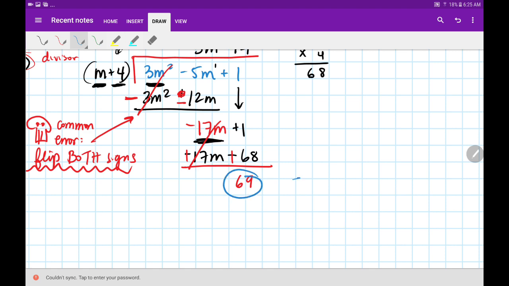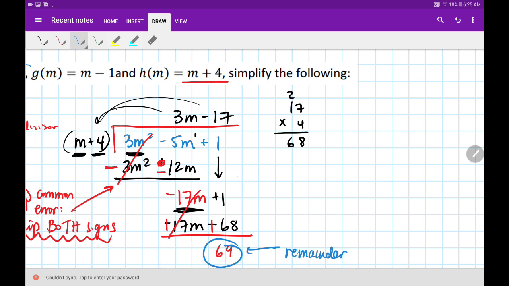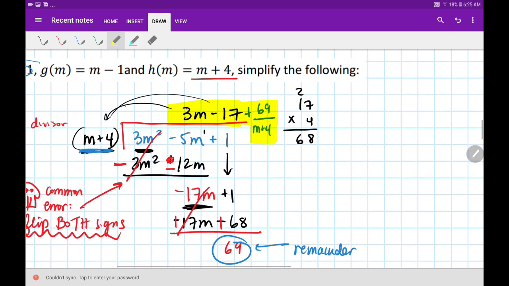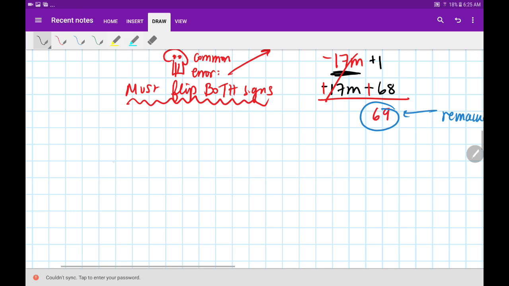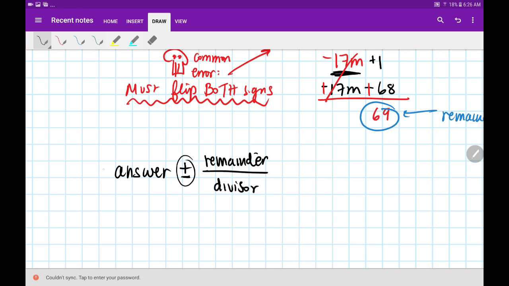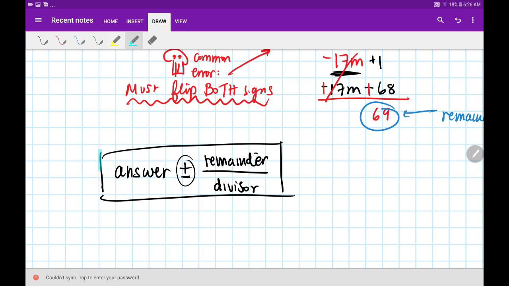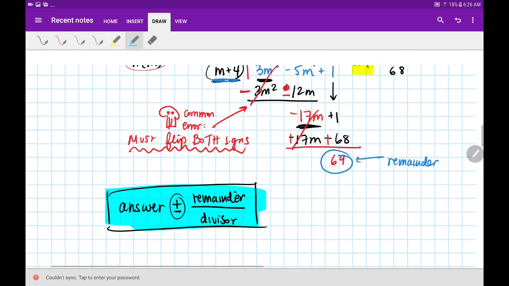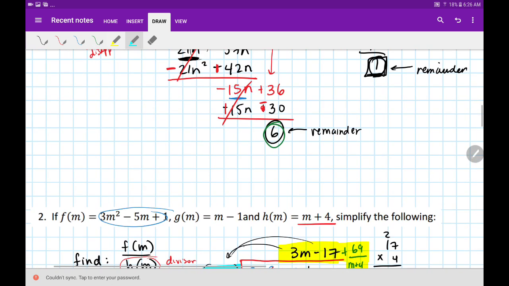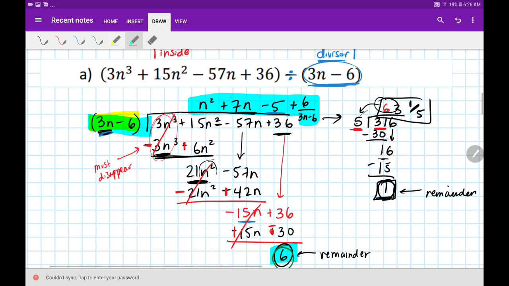That 69 has a special name. It's my remainder. And as we did before, that means I'm going to put, this is a positive 69, so plus 69 over my divisor. And this is my answer. So make a note to yourself. We're always writing our answer plus or minus, if it's a negative remainder, the remainder over the divisor. And we've done this now for 2 problems in a row where we had a remainder. So the remainder goes over our divisor, 69 over m plus 4. Over here it was 6 over 3n minus 6.